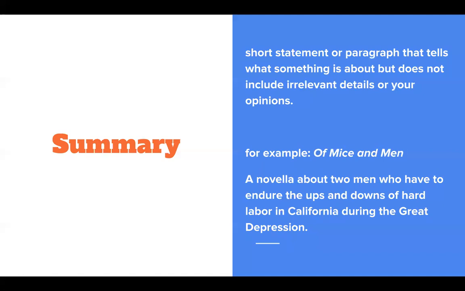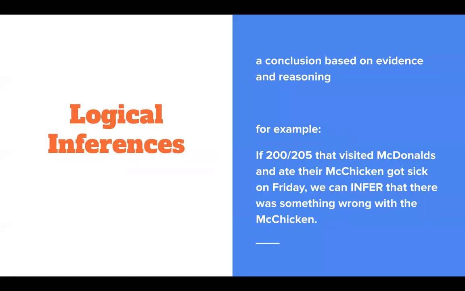This is must-know vocabulary. So a summary, on the right-hand side, is a short statement or paragraph that tells what something is about, but does not include irrelevant details or opinions. So it's just a summary of the actual text. Logical inferences: a conclusion based on evidence and reasoning.